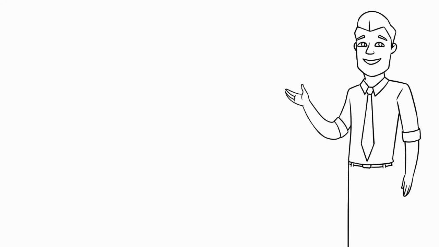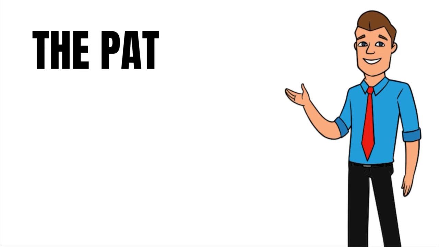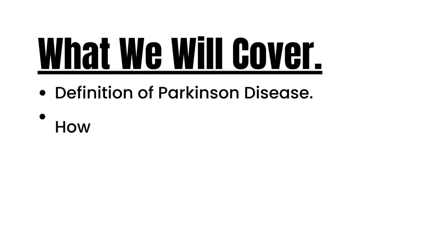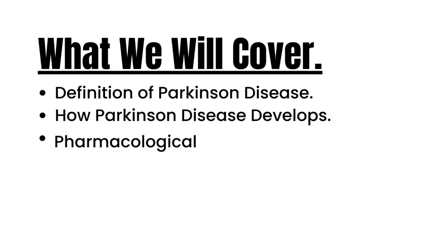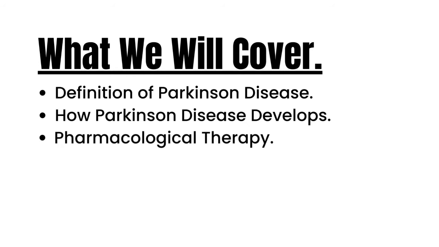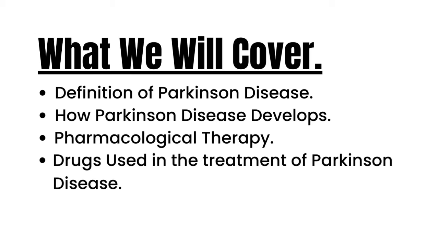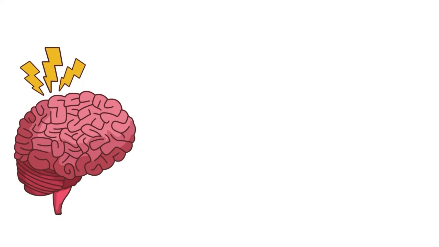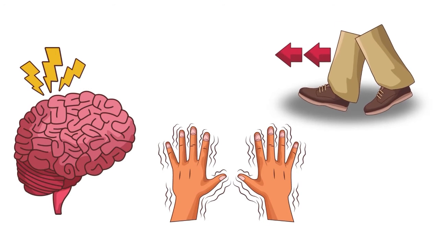Hello. In this lecture, we're going to cover the pathophysiology of Parkinson disease. We will cover the definition of Parkinson disease, how it develops, the pharmacological therapy for it, and drugs used in its treatment. What is Parkinson's disease? Parkinson's disease is a neurological disorder that results in a progressive loss of coordination and movement.